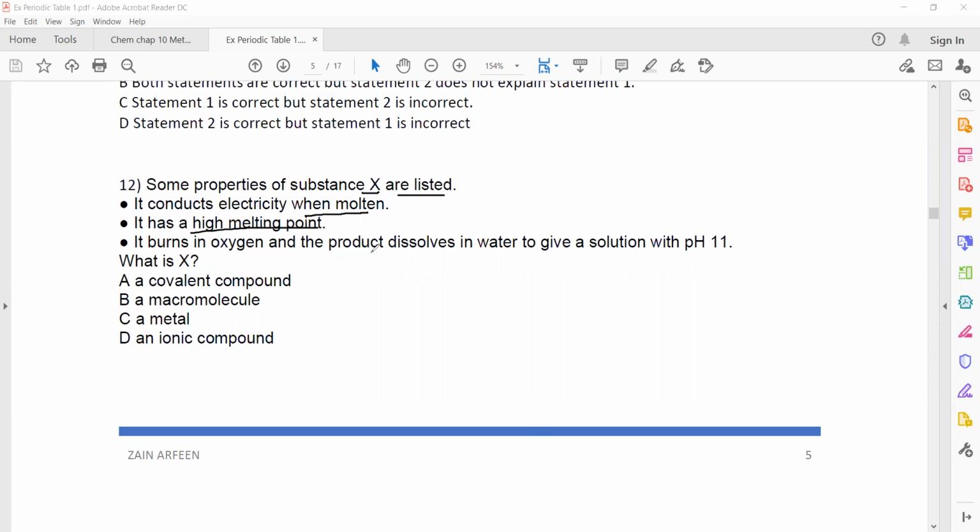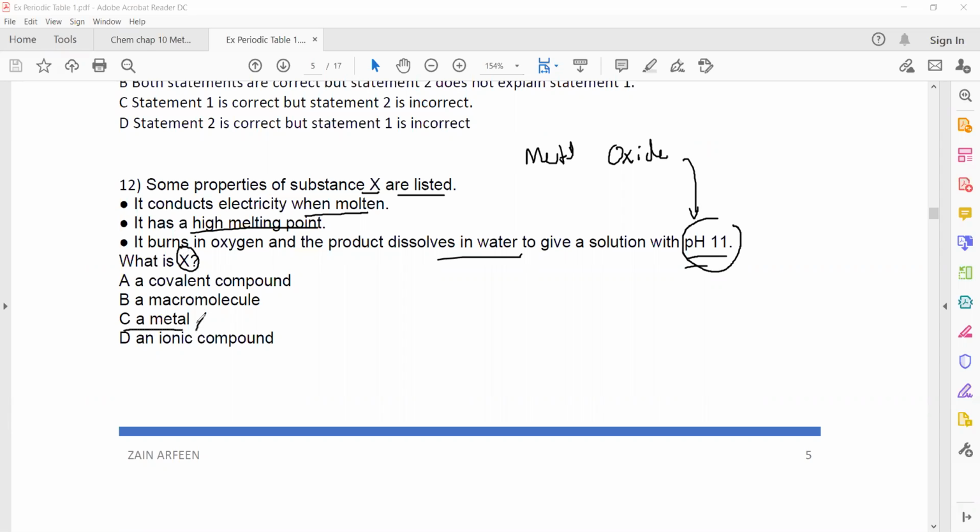So it's burning in oxygen and the product dissolves in water, which gives the pH 11. So what could be X? Which substance gives a pH 11? Because when it burns in oxygen, it will form oxide. So, which kind of oxide dissolves in water to give an alkaline solution? So it is metal oxide. So what could be substance X?